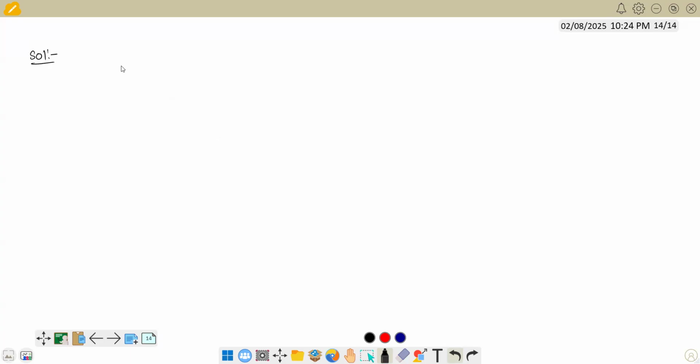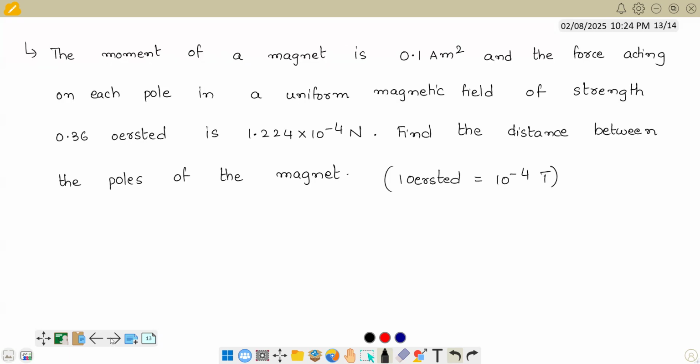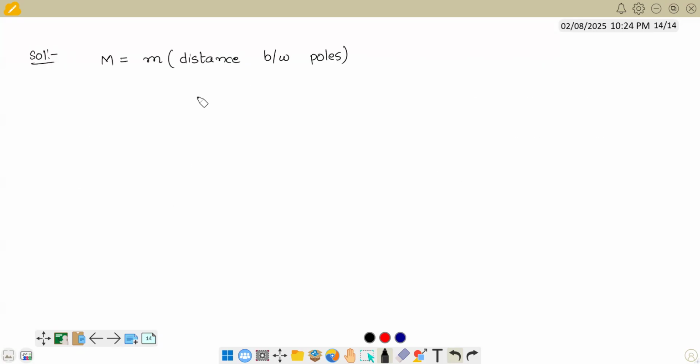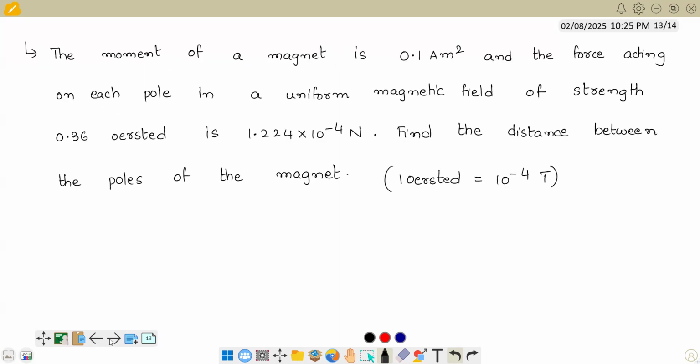As given, we know for a bar magnet, the magnetic dipole moment is m into the distance between the poles. We have studied this in the previous topic. We need to find the distance between the poles. Let me call the distance between the poles L. So capital M is equal to small m into capital L. So this is the first expression.